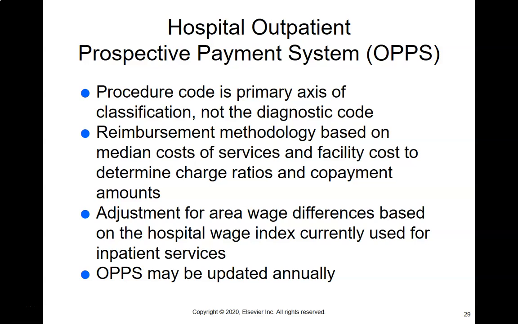Hospital Outpatient Prospective Payment System, the OPPS. The procedure code is the primary axis of classification, not the diagnosis code. Reimbursement methodologies are based on the median cost of services and the facility cost to determine charge ratios and copayment amounts. Adjustment for area wage differences is based on the hospital wage index currently used for inpatient services. OPPS may be updated annually.